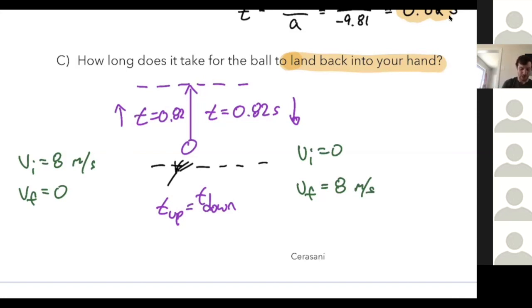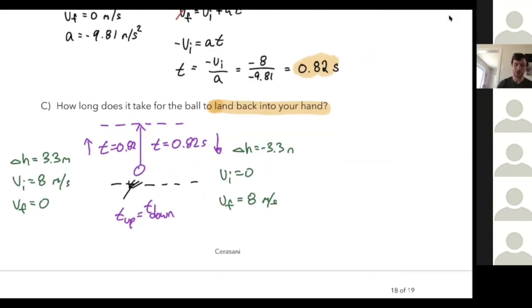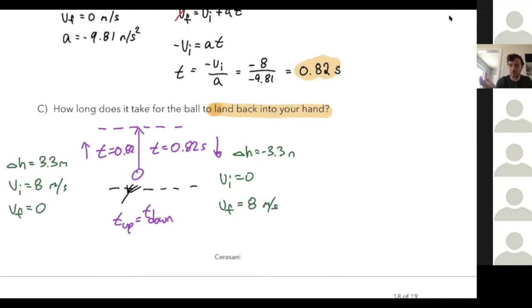Gravity is acting for the exact same amount of time. The change in height here is going to be 3.3 meters, and the change in height over here is going to be negative 3.3 meters. Goes up 3.3, down 3.3. Takes 0.8 seconds to go up, takes 0.8 seconds to go down. Goes up at 8 meters per second, stops, starts at 0, goes down, going 8 meters per second. They're very symmetrical like that. So use that symmetry. It's going to take exactly the same amount of time, 0.82 seconds, to go right back down.